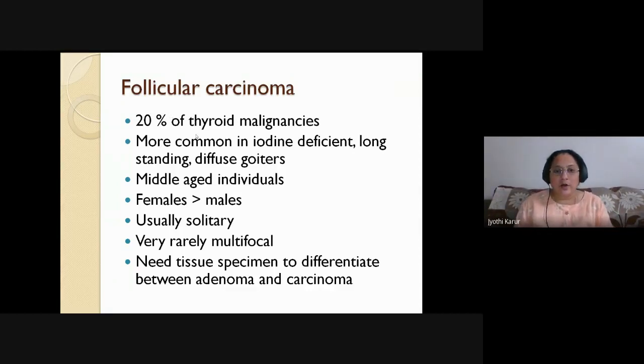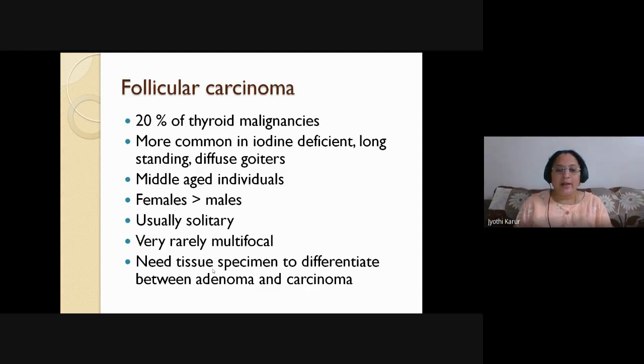Follicular carcinoma is common in middle-aged individuals and iodine deficient areas, whereas papillary was in iodine sufficient areas. It occurs in long-standing goiter. Suppose the patient might be harboring the goiter for 10 or 15 years. In such individuals, this follicular carcinoma can develop. Females are more commonly affected than males. It is usually unifocal, very rarely multifocal, so usually it might be restricted to one point.